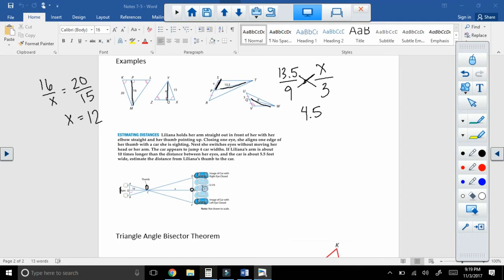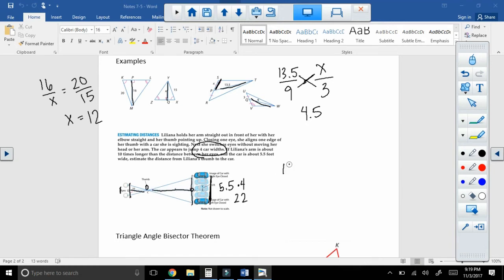And if this is 5.5 feet, it said that it jumped, what did it say? 4 car widths. So this distance that we're talking about here would be 5.5 times 4, which is going to be 22 feet. So what I'm going to do is set up a proportion. I'm going to say that this altitude is to that, and this altitude with that 22.